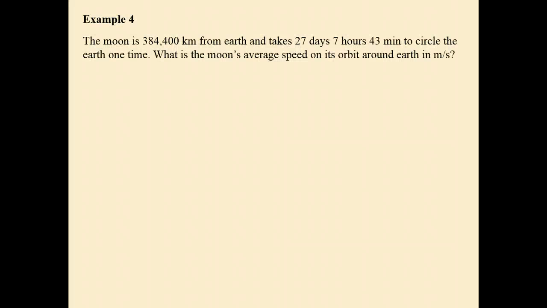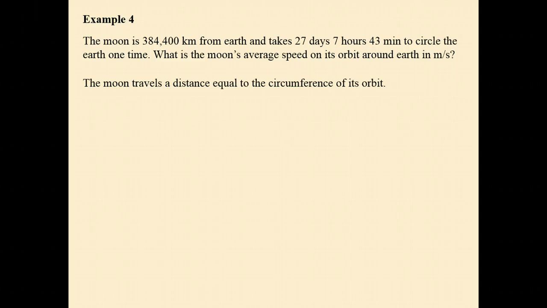Okay, moving on to example number 4. The moon is 384,400 kilometers from Earth and takes 27 days, 7 hours, and 43 minutes to circle the Earth one time. What is the moon's average speed on its orbit around the Earth in meters per second?